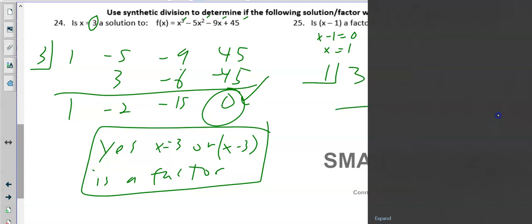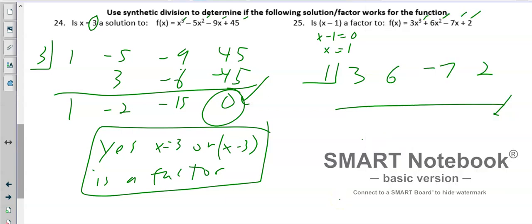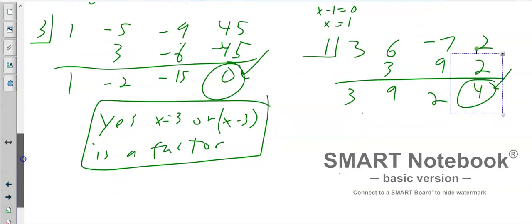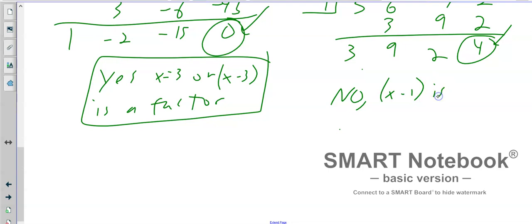Again, we're looking here for a 0. So we drop the 3, multiply, add straight down, multiply by 1, add straight down, multiply, and we get 4. Since we have a remainder, the answer is no. X minus 1 is not a factor.